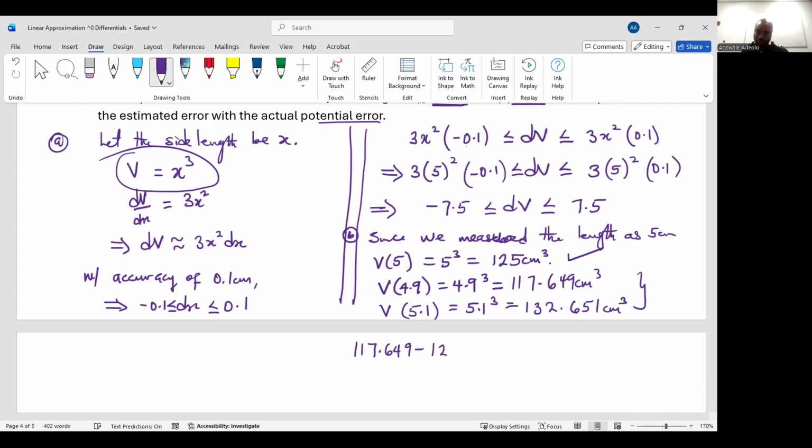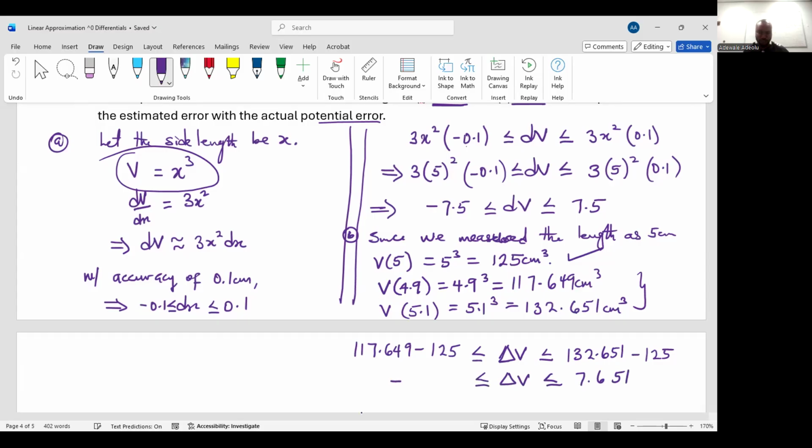117.649 minus 125. So let us see the actual change in volume. Remember, this is what we use to denote the actual change, the actual error or change in volume, delta V. So the other one, 132.651 minus 125. So here we have 7.651, the actual change in volume.